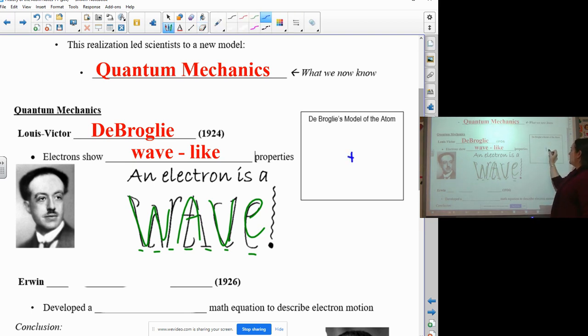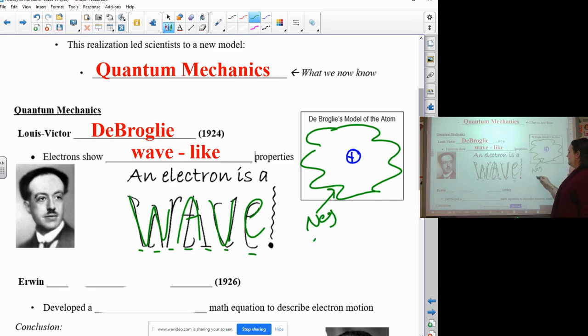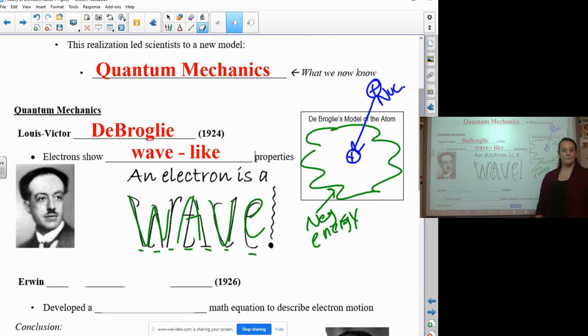So de Broglie's model was that there's that positive nucleus in the middle and that electrons were waves of negative energy that went around the nucleus. Okay. And of course, the nucleus is still positive. So now we have a little bit more of an understanding, and some of our models are working a little bit better because it can be a wave, it can be a particle, it can be both depending on how it's acting at the time.